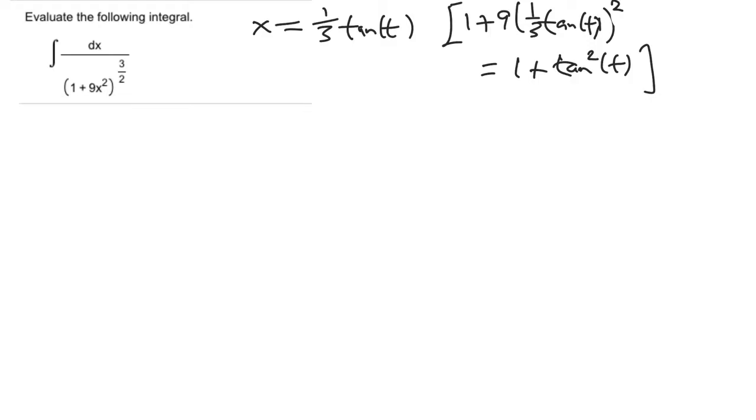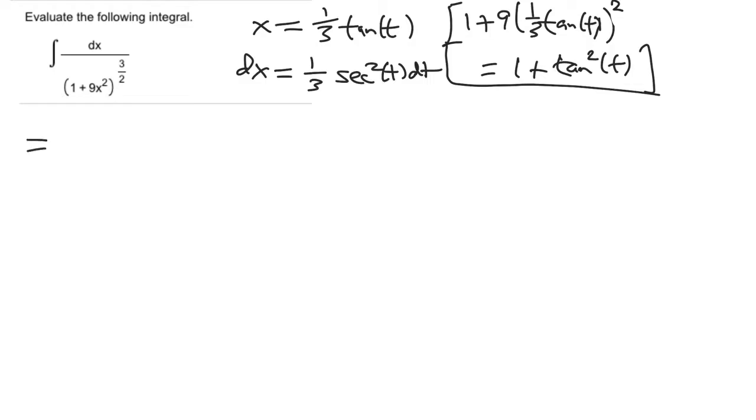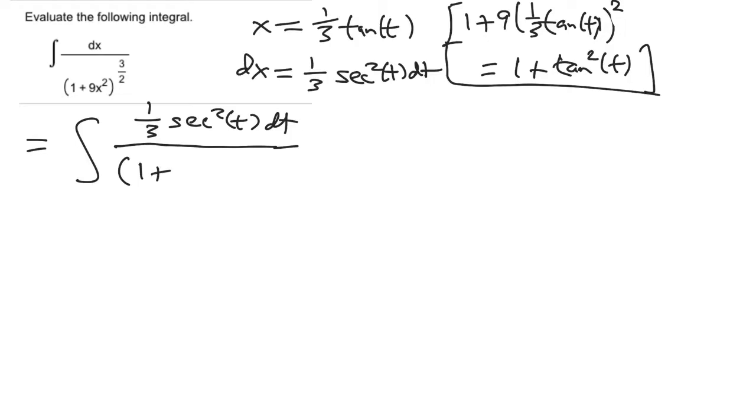So along with x equals 1/3 tangent t, we also have to make the substitution dx equals 1/3 secant squared t dt. So putting these in, we have dx on top, which is 1/3 secant squared t dt. And in the bottom, we have 1 plus 9x squared, which we already have verified is going to be 1 plus tangent squared of t, and that's to the 3/2 power.